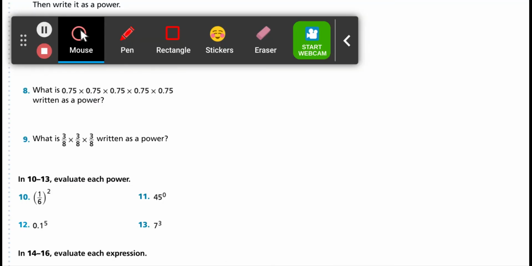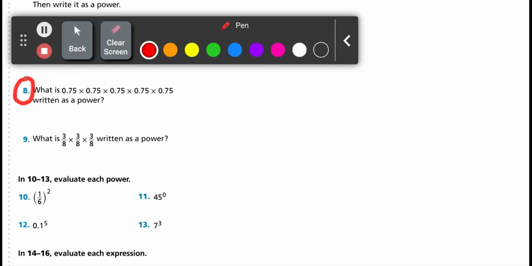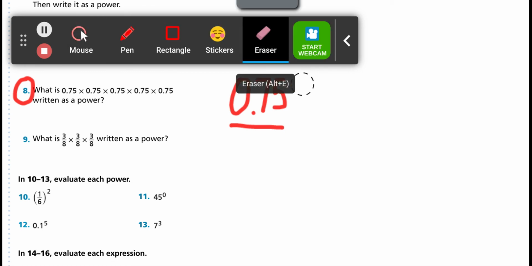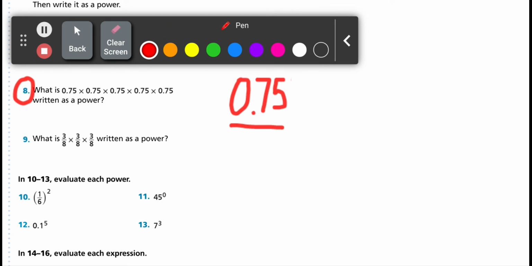Okay, so let's start by looking at number 8 here. What is 75 hundredths times 75 hundredths times 75 hundredths times 75 hundredths times 75 hundredths written as a power? So we need to decide the base and the exponent. So what would the base be here? Well, the base is the number that's repeating itself. So the base would be 0.75. And what is our exponent? The exponent will be telling us how many times that number is being repeated. 1, 2, 3, 4, 5. And that's our answer, 75 hundredths to the 5th power.